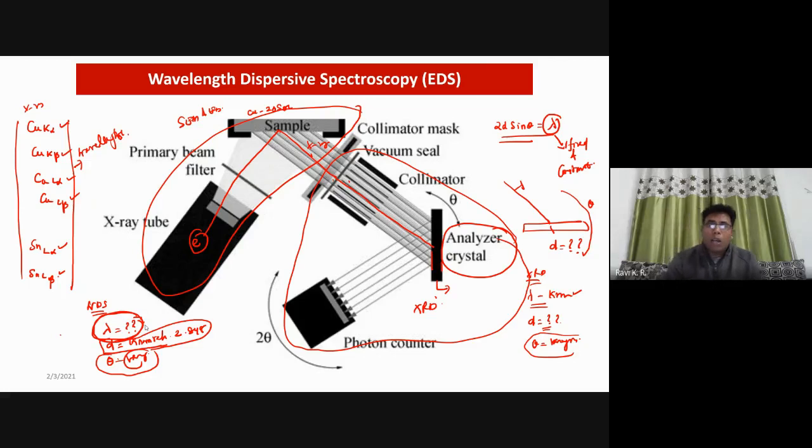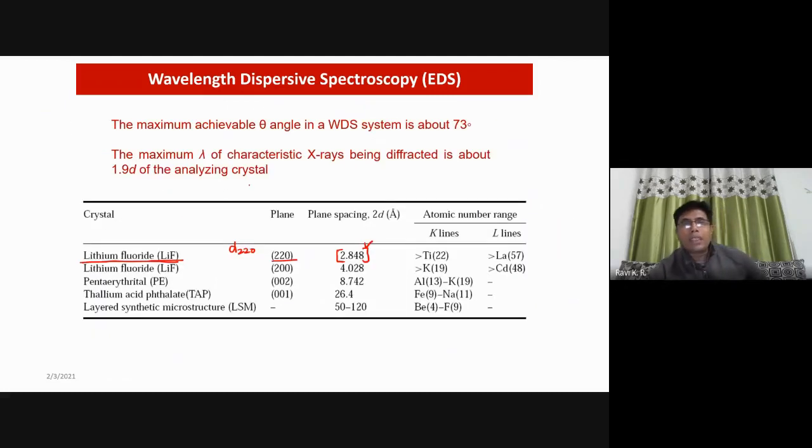Now, can we do the entire spectrum? Theta can only go up to 73 degrees, because of this instrument arrangement. In other setups you can go from 10 to 130, 140 degrees, but here, at max, I can go only 73 degrees because of the instrument constraint. That means you cannot cover everything. That is the maximum achievable theta angle in a WDS system, only 73 degrees.